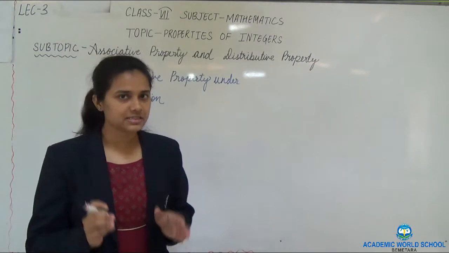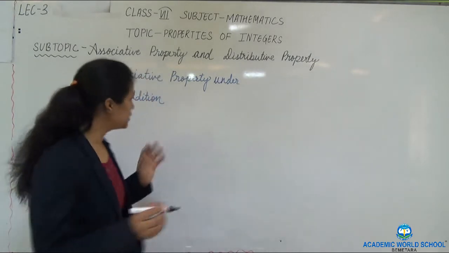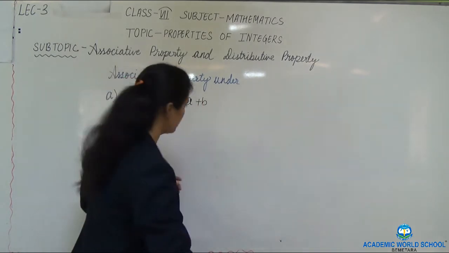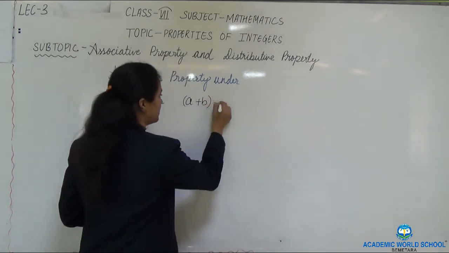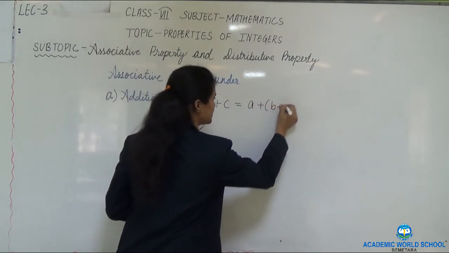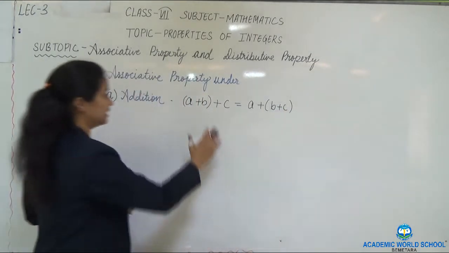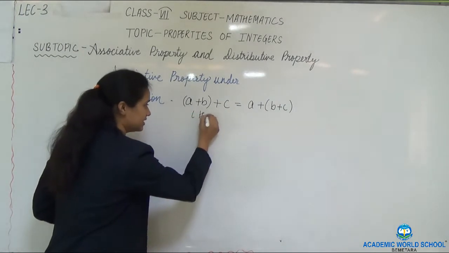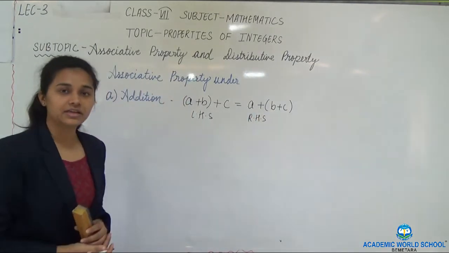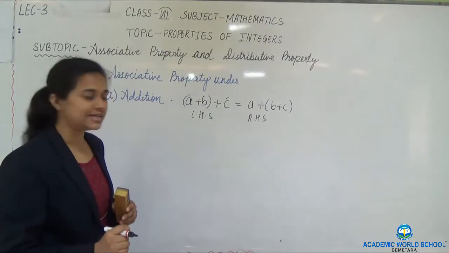Now first let me make you understand what this associative means. Associative means we will regroup it. That means (A plus B) plus C must be equal to A plus (B plus C). Here we need to test whether the left hand side is equal to the right hand side. How will we test it? We need to take some values of A, B and C, and those values should be integers.